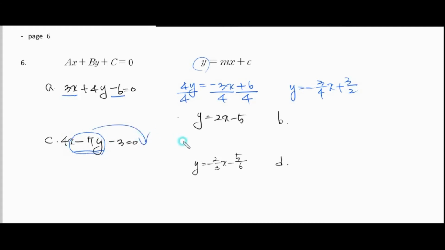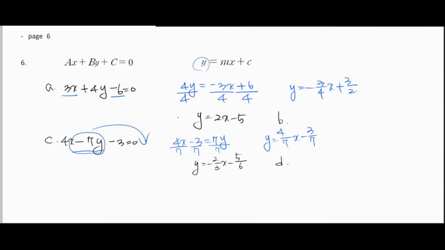We'll just make y go over to make the y positive. Then 4x minus 3 equals 7y. And we should divide both sides by the coefficient, which is 7. Let's write it out. y equals 4 over 7 x minus 3 over 7.